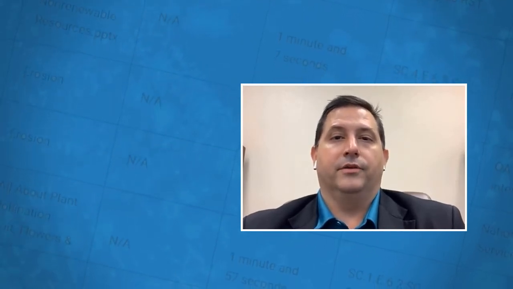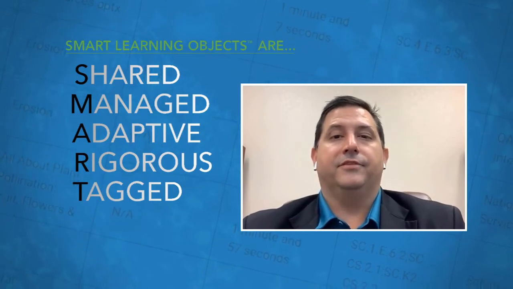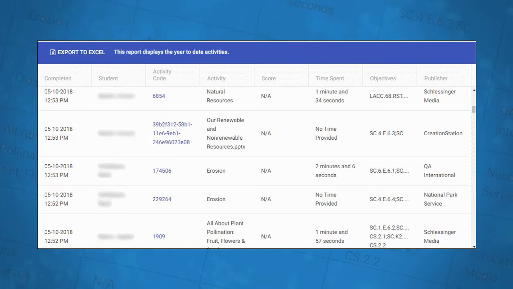A big part of this is the implementation of smart objects that are tagged with a variety of metadata that passes through the system using our Caliper feed. The activity report is a great way for me to be able to see exactly who was doing what, when.